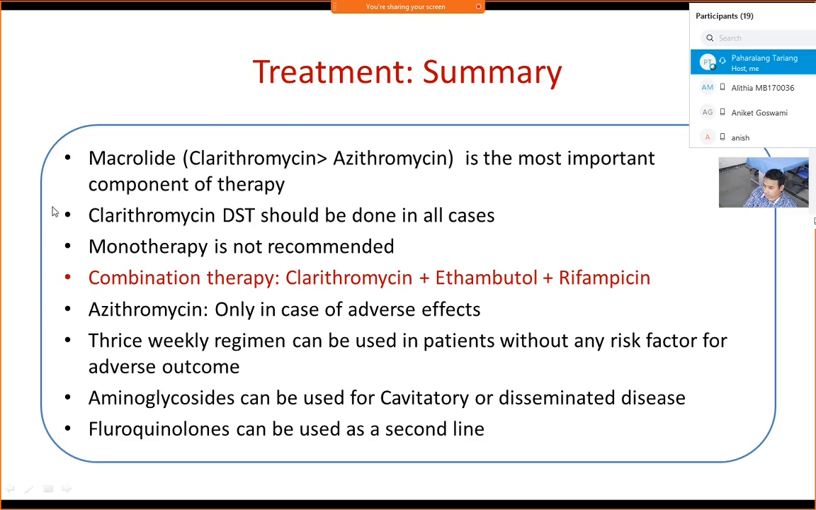So the mainstay will be a macrolide, clarithromycin more than azithromycin in cases of MAC. Monotherapy is not recommended. You should always use a combination therapy, and the preferred combination is clarithromycin plus ethambutol plus rifampicin. Okay, a thrice weekly regimen can be used in patients without any risk factors for adverse outcomes. Aminoglycosides can be used for cavitary disease or disseminated disease, and fluoroquinolones can be added as a second line.